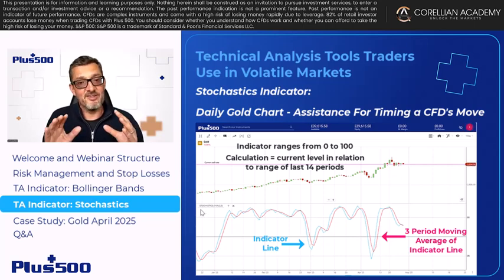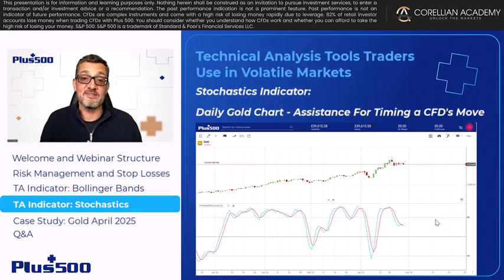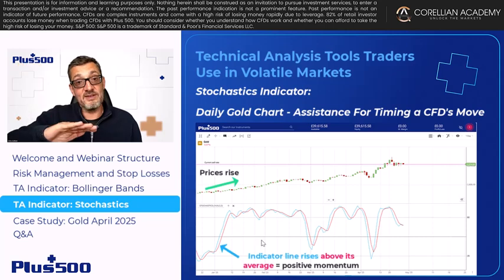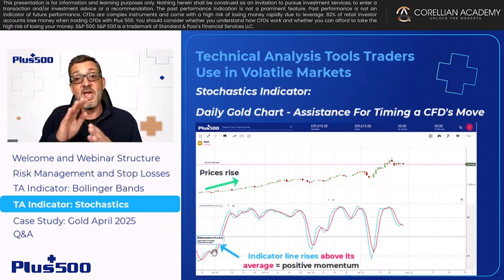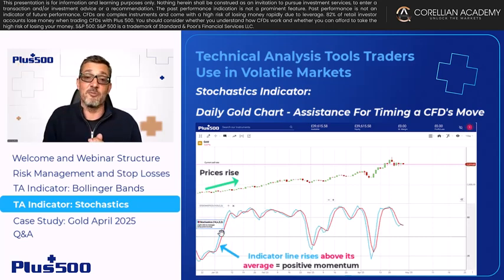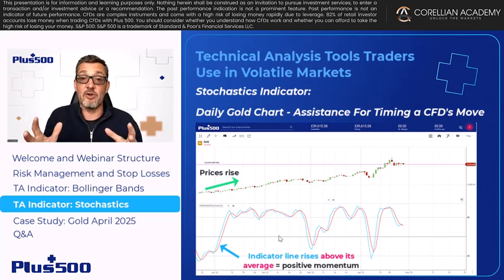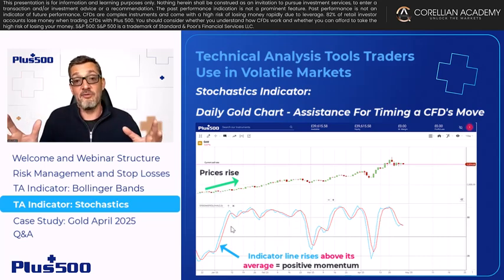The good news is that 14 periods is the default setting within your Plus500 charting system. Now, the stochastics indicator is often most useful as a tool to help time the execution of a trade. As prices rise, the indicator line rises above its average and the CFD is said to have positive momentum, suggesting risks are increasing for moves to higher levels.